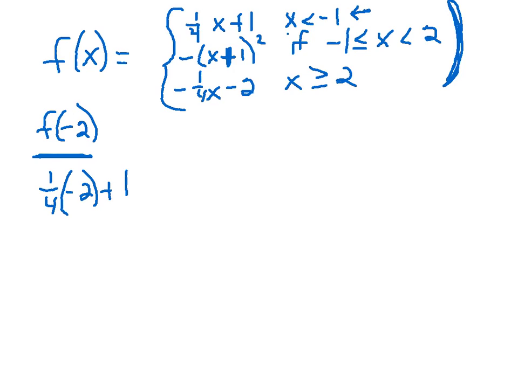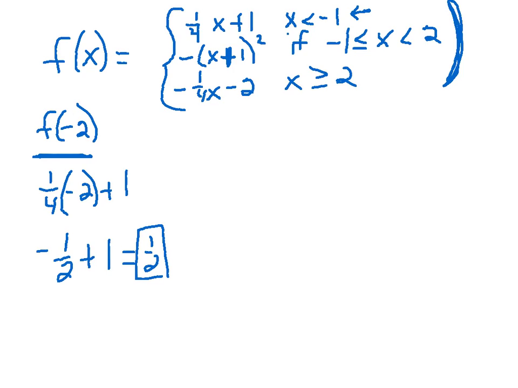We need to follow through with order of operations. A quarter of negative 2 turns out to be, let's see, we can reduce. That is going to be negative 1/2. Whoops, I think I have 2 negative signs there. Plus 1. Negative 1/2 plus 1 is going to give us a positive 1/2.